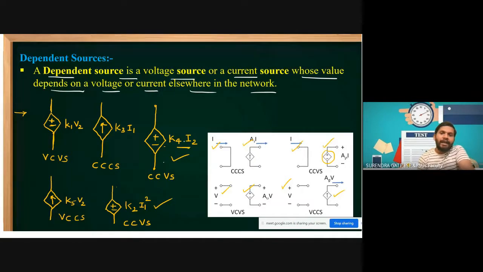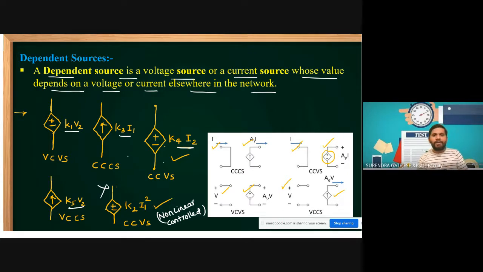The first is a linear control, because there is no square term or cube term. All these others are linear controlling. But this one, though it is a current controlled voltage source, is non-linear controlling because of the I square term. We are not concentrating on this type in our study. Mainly only linearly controlled dependent sources are our focus.